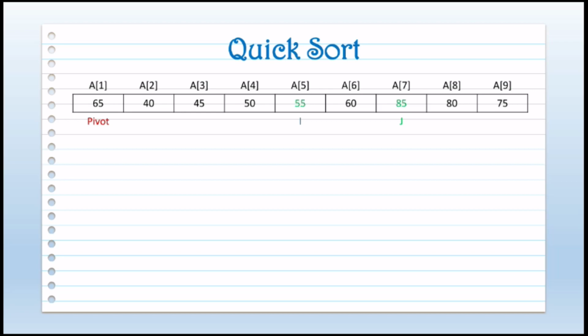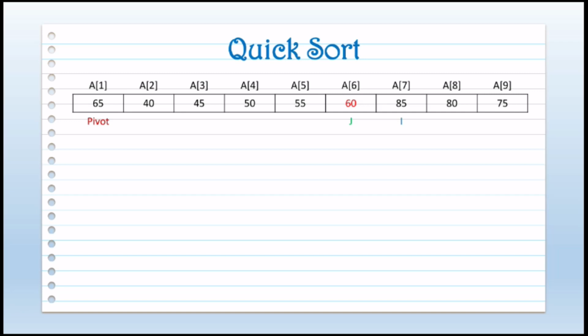So after that again do the same process. So the next element is what? From the left hand side, 60. So is 60 greater than pivot element? No, the condition is false. So the next element is what? 85. So is 85 greater than pivot element? Yes, the condition is true. So we will stop comparing for ith position. So now we will go from right hand side for the jth value. So the next element is what? 60.